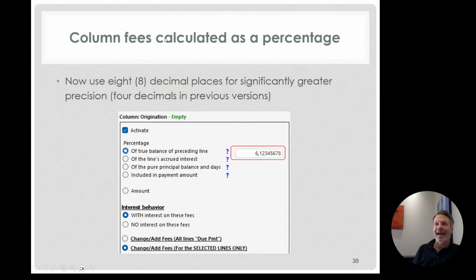Column fees as a percentage. If you guys are using column fees and you want to say it's a percentage of the balance of the preceding line or whatever, all the ones with percentages, it used to be 4 decimal points. Now we put it up to 8 so that when the number is calculated, you'll have the exact penny. So with 8 decimals, you can do that. With 4, you're off by a penny here or there, or 2 pennies or whatever.